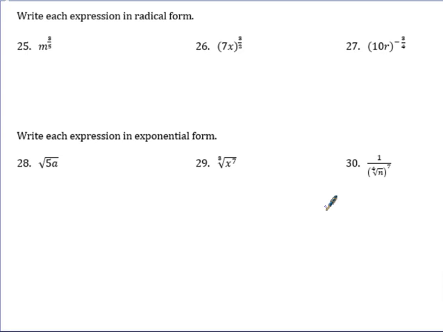Page 3 of our review, we are going to go back and forth between radical and exponential form. Remember that when you have fraction powers, the bottom is the index of the root. So this is m to the third, and it's the fifth root of that. Here we would have the square root, because 2 is on the bottom, of 7x to the third.